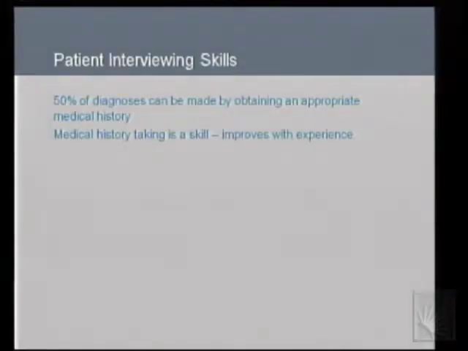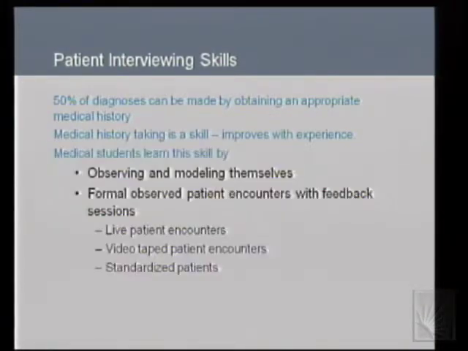And patient interviewing skills: it has been shown that if you go in to see a physician with an acute problem, 50% of the diagnosis can be made just by getting a good history. And so it's critical that the students learn how to do this right. And so that's one of our goals, and it's something that they learn throughout their years, and I think we never stop learning. Every time we see a different type of patient or a problem, we learn something from there.